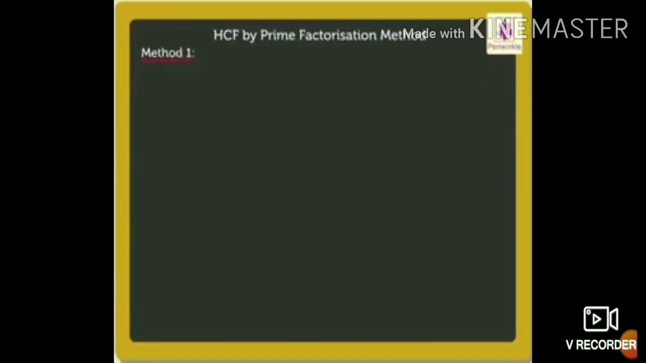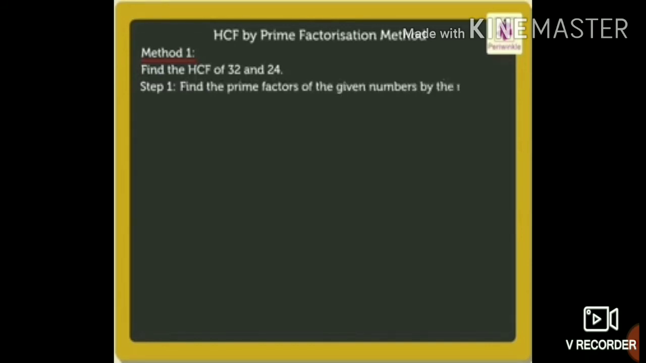Another method is to find the HCF by the prime factorization method, that is, the division method. Here you find the HCF by using prime numbers to factorize the given numbers. The first step is to find the prime factors of the given numbers by repeated division. First, find the prime factorization of 32. 32 is divisible by the smallest prime number, 2. 2 into 16 is 32.